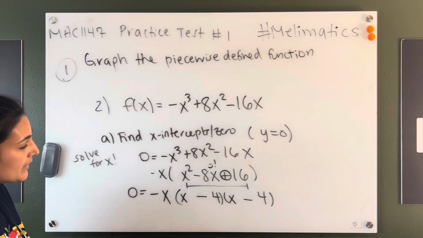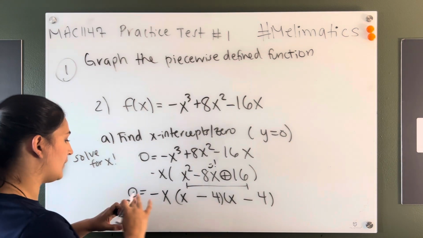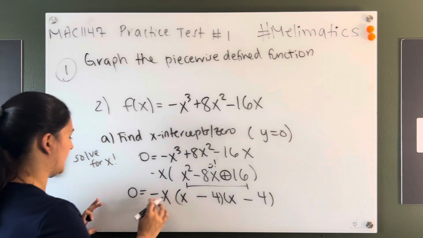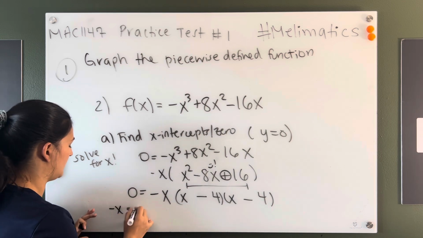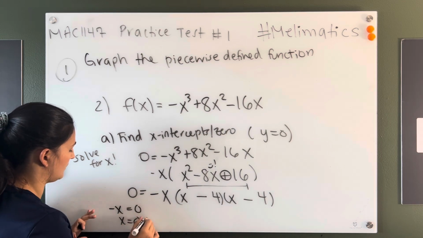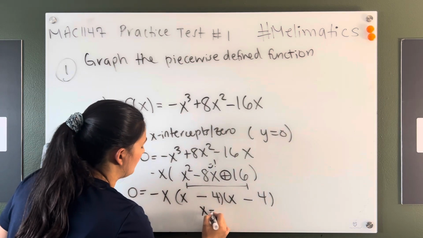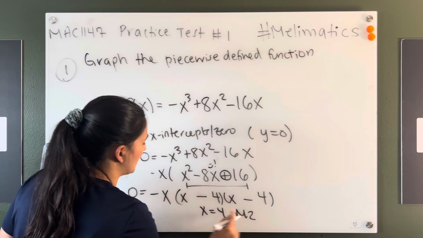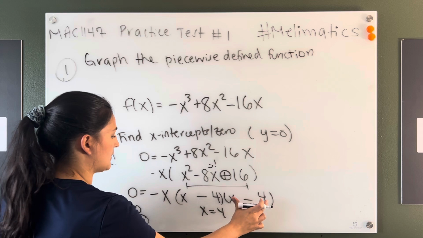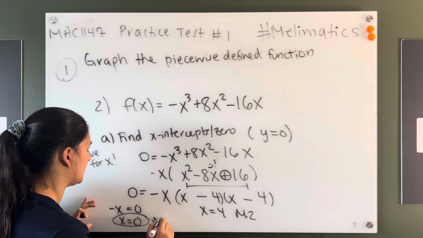All right, so now we can solve for x. Right here, when we split this up, we get that -x is equal to 0. So clearly x equals 0, right? Just divide by the negative in front. And over here, we're going to get that x equals 4, but we're going to get a multiplicity of 2 because we're technically getting that answer 2 times, right? Over here, we only get this multiplicity of 1.